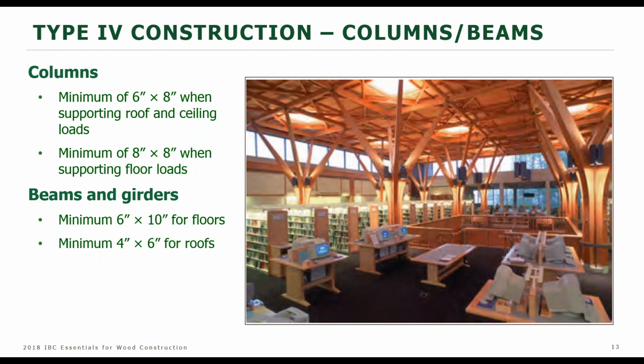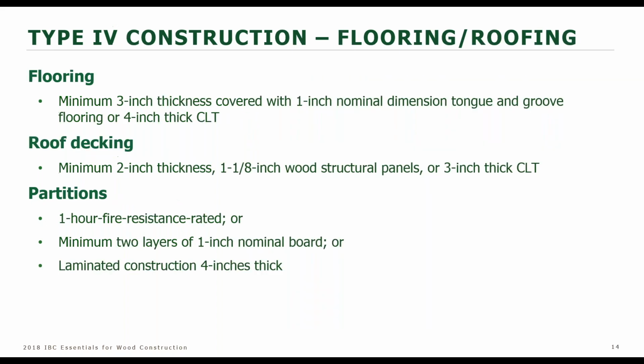I mentioned minimum dimensions for type 4. We'll see that type 4 gets considerable building area and height as a construction type, and it's based on the inherent fire resistance and performance of heavy timber dimensioned elements. These are the minimum dimensions to qualify for heavy timber. And the flooring even must be 3 inches thick, 1 inch nominal dimension tongue and groove, or 4 inch thick cross laminated timber. I'll talk about that in a moment. Roof decking of a minimum thickness and so forth.